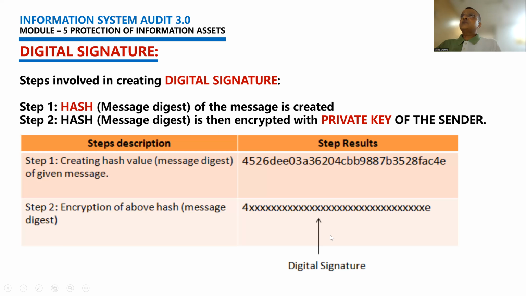So if suppose in between some intruder happens to hack my message and he or she changes something, then what happens? The message digest will get changed. So the message digest I am sending to the receiver will be different from the message digest generated by this cryptography, so that a person comes to know that the message has been changed.